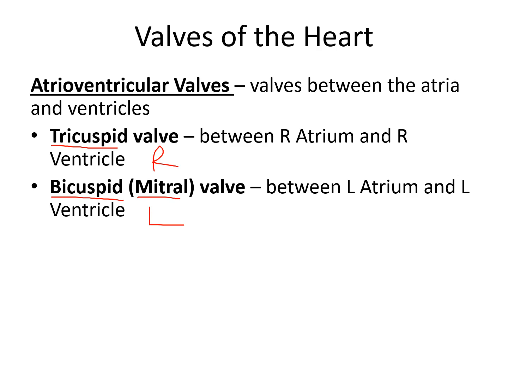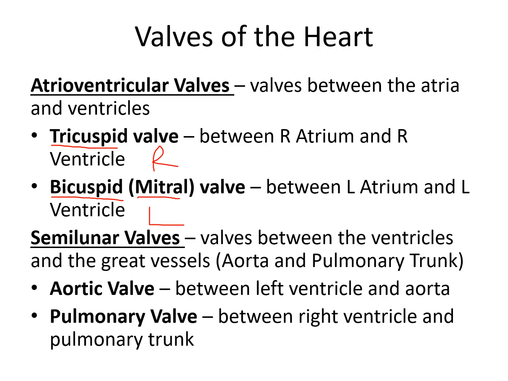Now our other set of valves are the semilunar valves. And these guys are between the ventricles and the great vessels, so the things that are exiting off the top of the heart. That's going to be our aorta and the pulmonary trunk. So we have the aortic valve between the left ventricle and the aorta, and the pulmonary valve between the right ventricle and the pulmonary trunk.